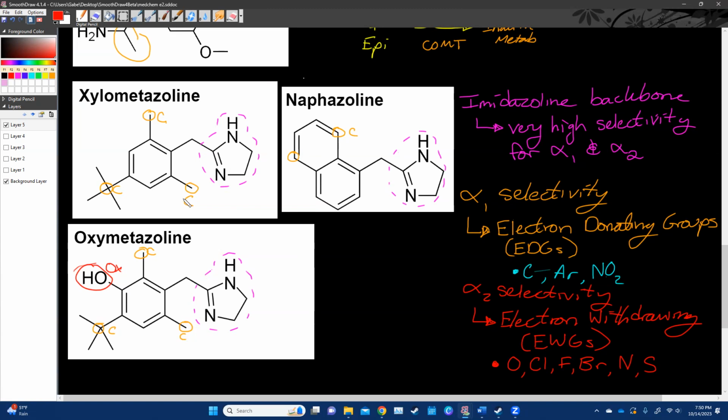For Jonna's question, does the oxy have like 3 carbons worth of donating? No, we just consider them, it's all relative. So we know that xylometazoline is going to go towards alpha 1 because it only has donating groups. Oxymetazoline adds a withdrawing group, which is going to decrease that selectivity very, very slightly. But it's still fairly alpha 1 selective.